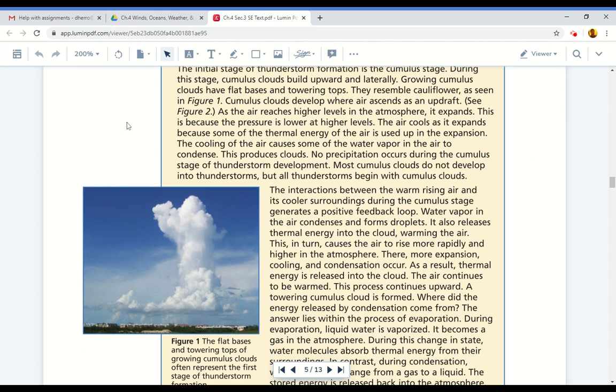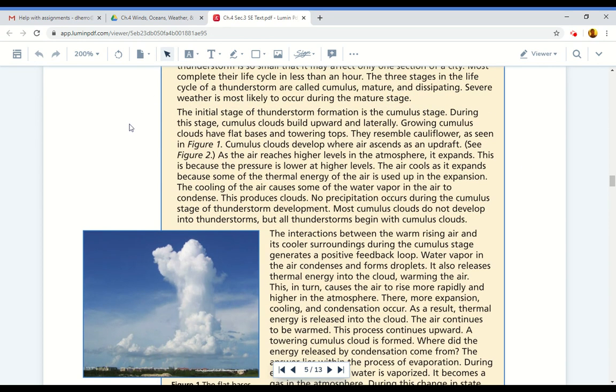The initial stage of thunderstorm formation is the cumulus stage. During this stage, cumulus clouds build upward and laterally. Growing cumulus clouds have flat bases and towering tops. They resemble cauliflower as seen in Figure 1. Cumulus clouds develop where air ascends as an updraft.